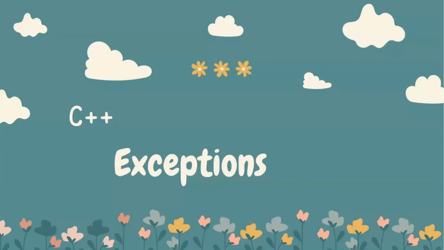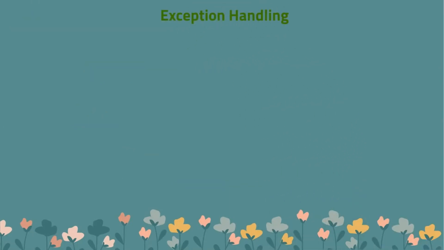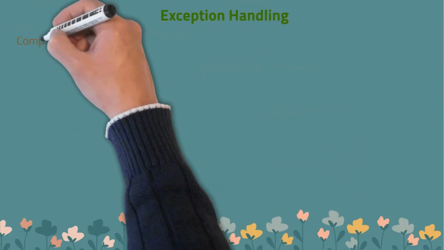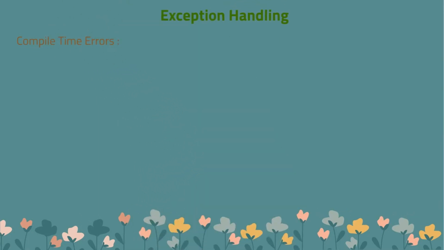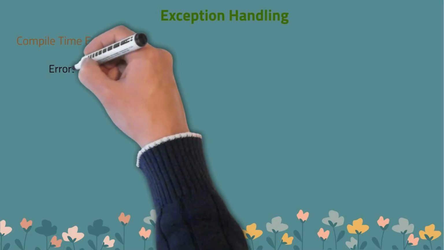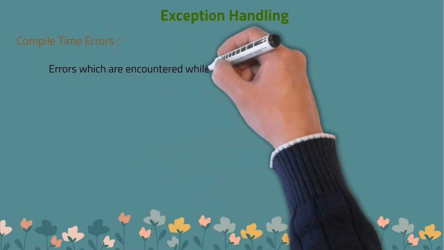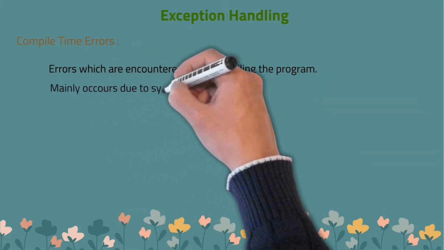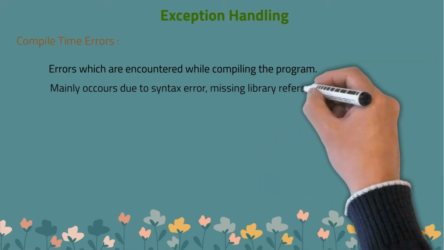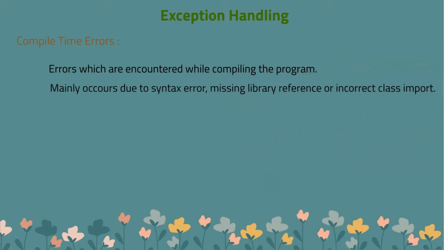In this video, we will discuss the different exceptions and how they are handled as part of C++ programming. Basically, exceptions can be categorized into two sections. The first type is compile time errors. Errors which are encountered while compiling the program are called compile time errors. Compile time errors mainly occur due to syntax errors, missing library references, or incorrect class imports.